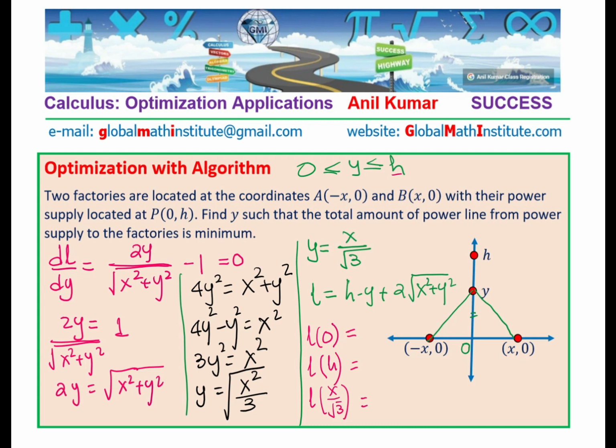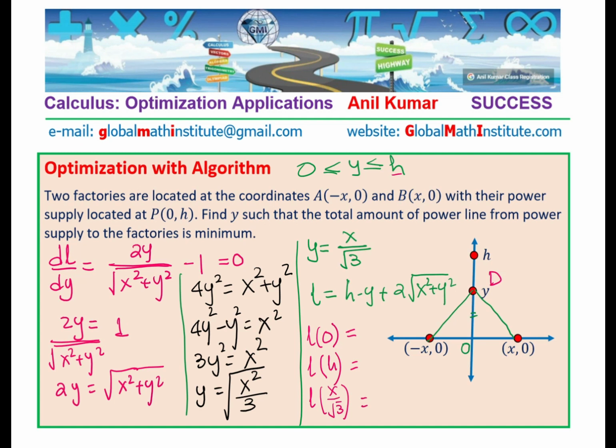So the question is, find y such that total amount of power line from the power supply to the factories is a minimum. So where should y be? The point D in our case. Is that clear to you? Correct? So this is what we are going to do.